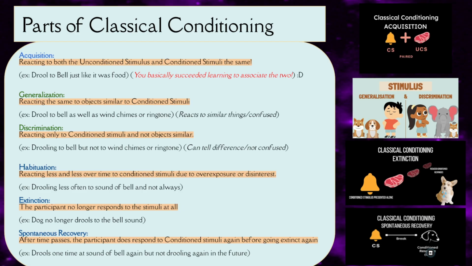Generalization means that sometimes a participant might react with this new trained response to similar items or similar objects to the conditioned stimulus. What this means is if the dog was trained to drool to the sound of bells, something similar like wind chimes or a phone ringtone, it might accidentally drool to those as well. It just means that it might react to things that are similar, the same way.